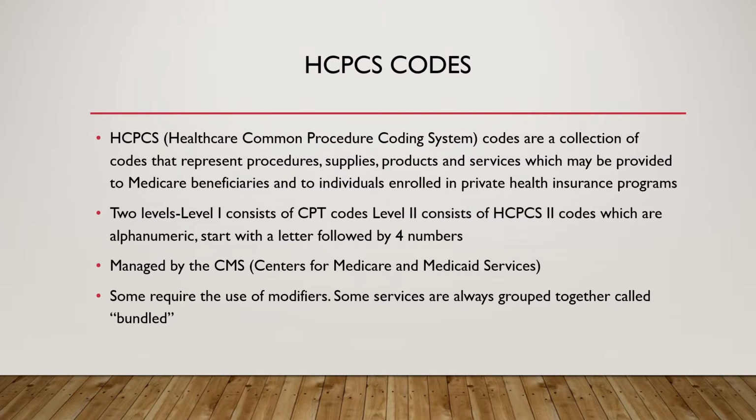HCPCS codes, Healthcare Common Procedure Coding System, are a collection of codes that represent procedures, supplies, products, and services which may be provided to Medicare beneficiaries and to individuals enrolled in private health insurance programs. There are 2 levels. The first level is CPT codes. Second level is HCPCS 2, which are alphanumeric, start with a letter and followed by 4 numbers. They're managed by the CMS, Centers for Medicare and Medicaid Services.